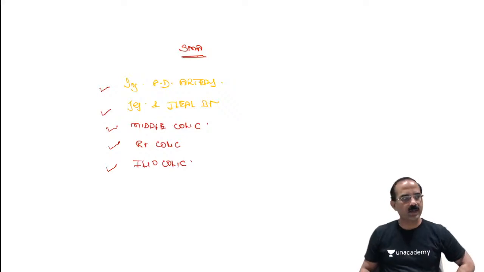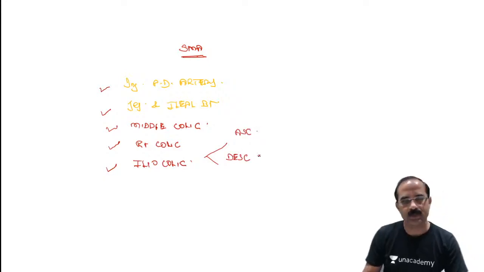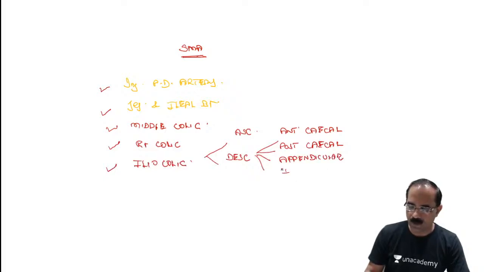Middle colic, right colic, and ileocolic. Ileocolic gives two branches. One is ascending branch and the descending branch. Descending branch of ileocolic gives four branches. One is anterior cecal, posterior cecal, appendicular, and ileal.